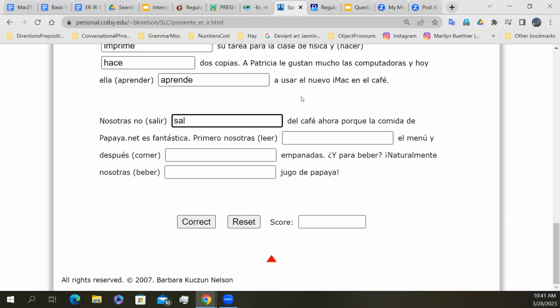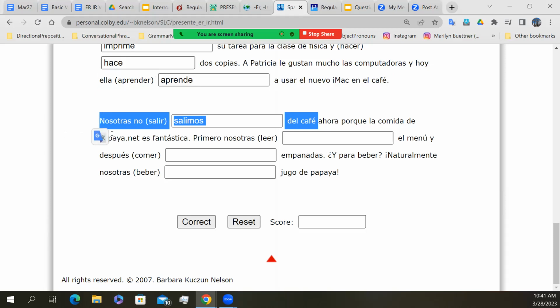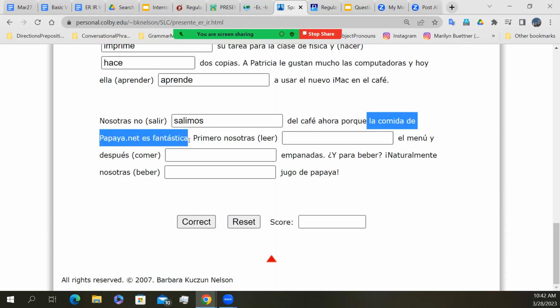Nosotras no salimos. Nosotras no salimos del café. We don't leave the cafe now. We're not leaving the cafe right now, ahora. Porque la comida de papaya.net es fantástica. Oh, we're not leaving because we eat there too. The food is great. Wow, the food is super good. La comida de papaya.net es fantástica.